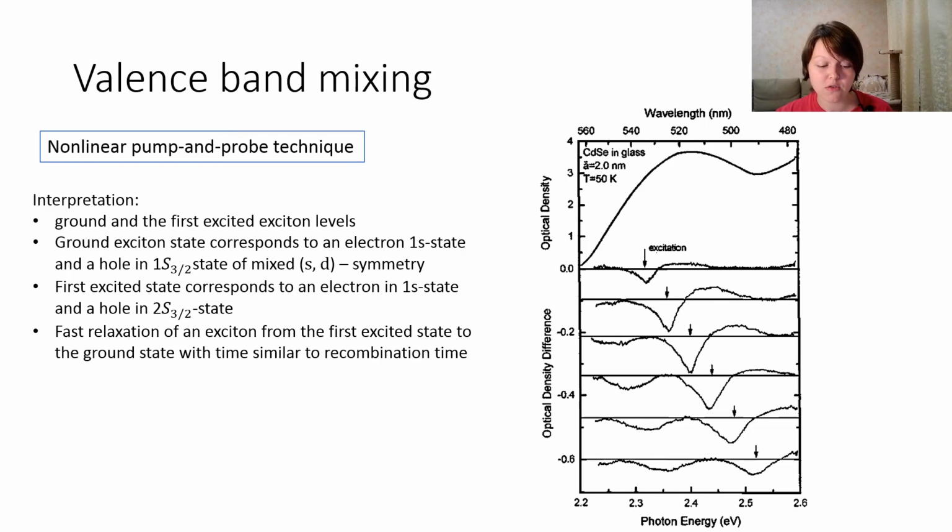The reason for these two bleaching frequencies is the fast relaxation of the exciton from the first excited state to the ground state with a time that is similar to the recombination time. It means that two holes correspond to the two simultaneous effects. First one is recombination, usual process, and second one is the fast relaxation of an exciton from the excited state to the ground state.